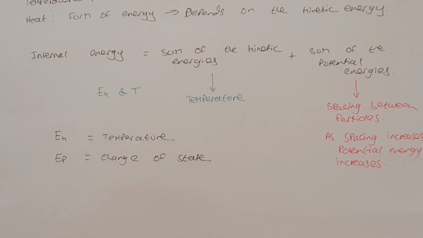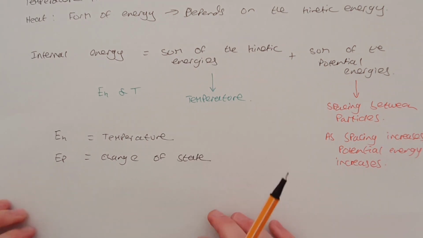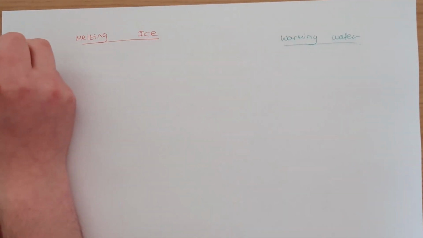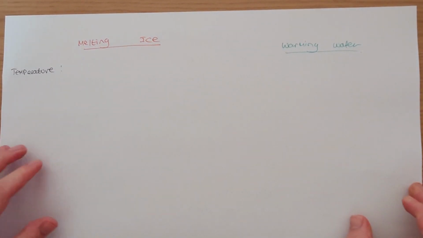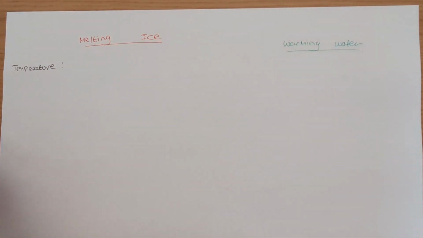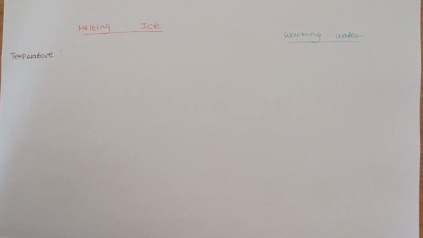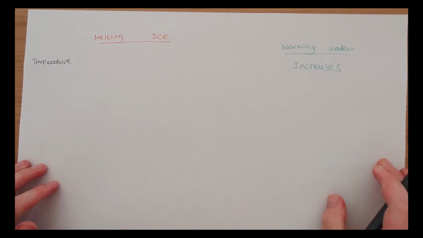Well, to illustrate what I mean by this, we're going to focus on two different scenarios. And for this, we're going to think about melting ice and we're also going to think about warming water. So the first thing I want us to consider is the temperature. And let's think about warming water. What is happening to the temperature as we warm water? Well, we'll actually find out that the temperature is increasing. So the temperature increases.